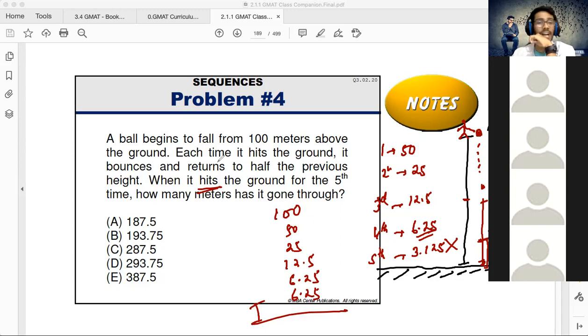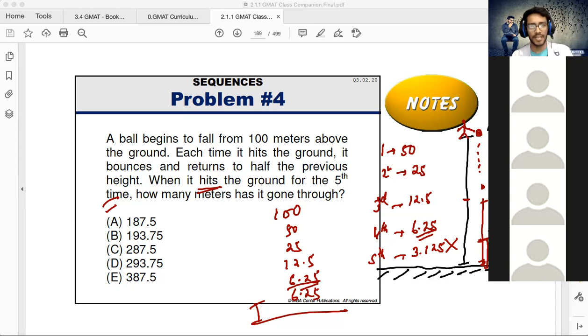No, it's asking, see, one second, that's how I'm reading the problem. When it hits the ground for the 5th time, so the moment it hits the 5th time, this distance is already covered. In the 4th bounce, you were at height 6.25 from the ground. So the moment you hit from here, how much distance will you cover? But the last line is saying how many meters has it gone through? That's what I'm trying to understand.